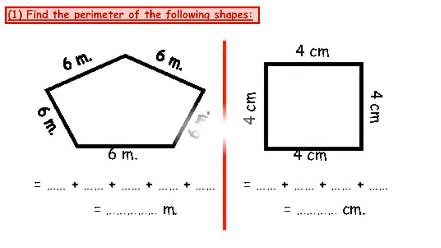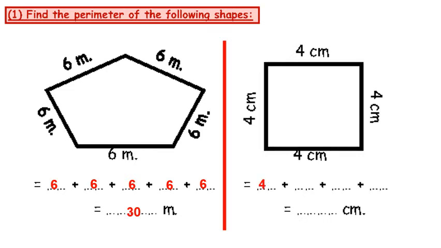Find the perimeter of the following shapes. First one. To know the perimeter of this shape, I will add all the side lengths. 6 meters plus 6 plus 6 plus 6 plus 6. 6 repeated 5 times, 6 times 5 equals 30 meters.